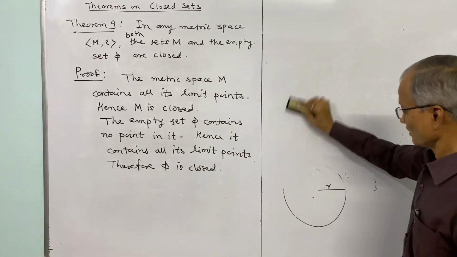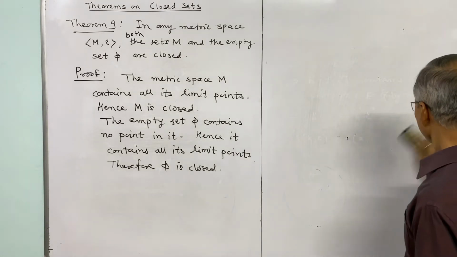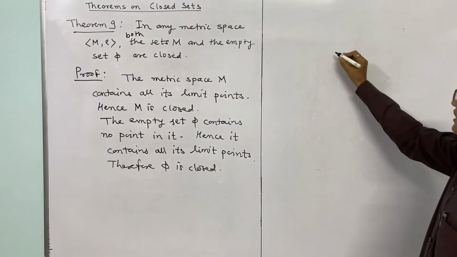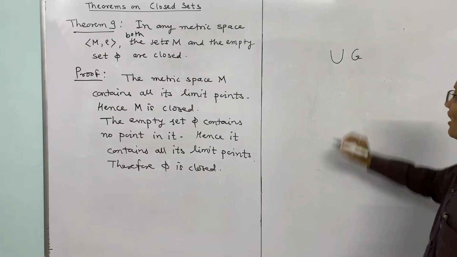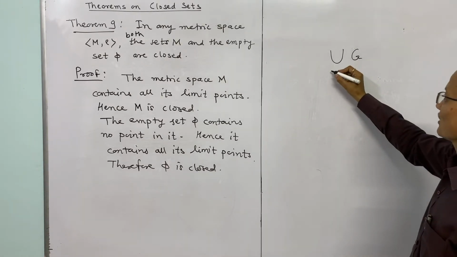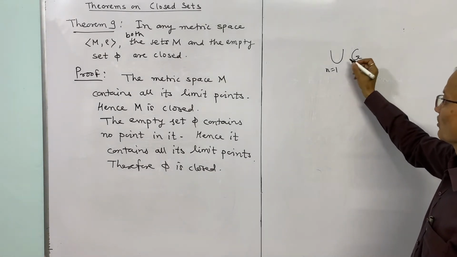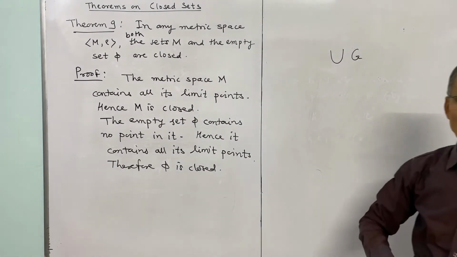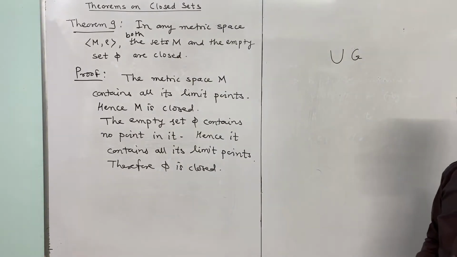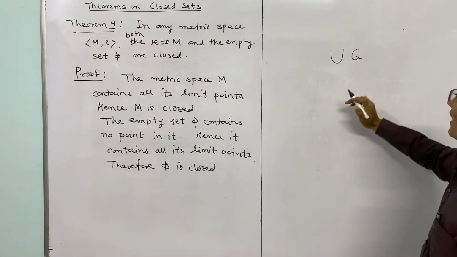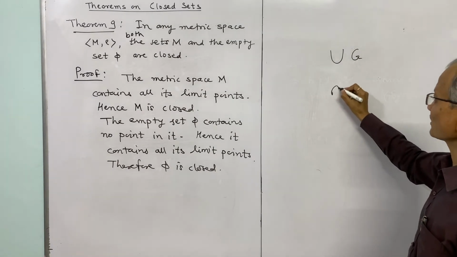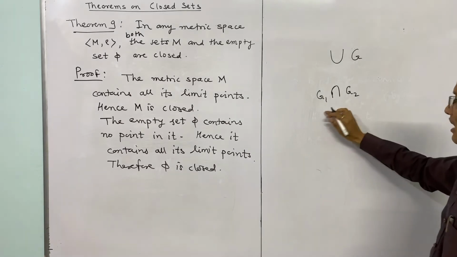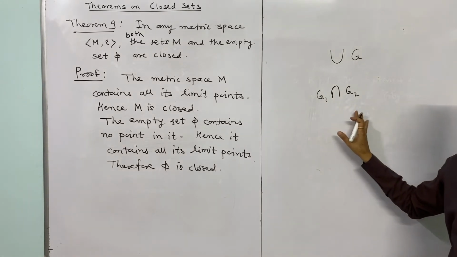Now we shall consider the next result. Earlier we have proved about open sets, denoted by G, that an arbitrary union of open sets is open. Any number of unions, finite or infinite, countable or uncountable, the union of open sets is open. And we have proved that a finite intersection of open sets is open: if G1 and G2 are open sets, then their intersection is open.